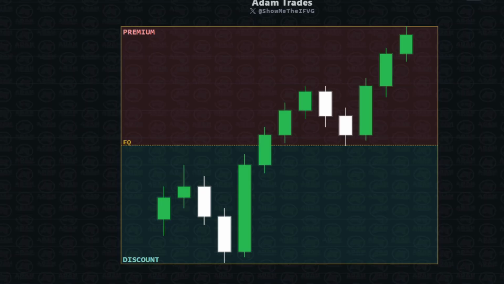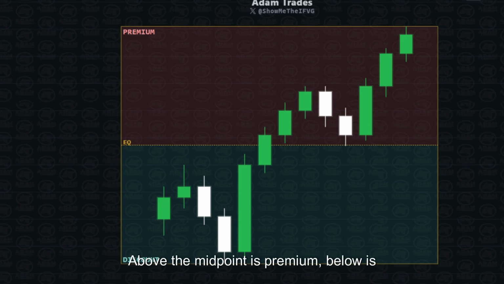Premium discount. You can split any range or leg at its 50% or its equilibrium. Above the midpoint is premium, below is discount. This matters because you sell in a premium and buy in a discount. So it keeps you on the right side of value instead of buying highs and selling lows. Every entry zone carries more weight when it lines up with the correct side of the range.